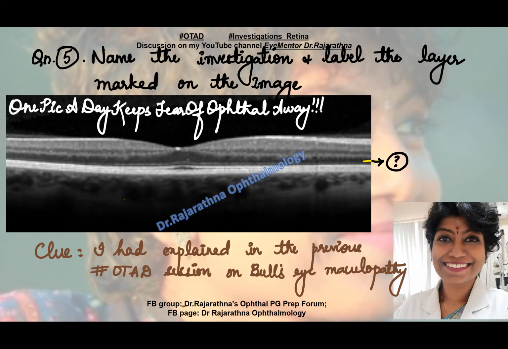Question number 5. Name the investigation and label the retinal layer marked on the image. If you attended the previous OTAT on bullseye maculopathy, I had taught you. I've exactly marked that particular layer. It's this layer that we're talking about, this blackish area, which is ONL, outer nuclear layer. What does outer nuclear contain? It contains the cell body along with the nuclei of which cells? The rods and cones, the photoreceptors. Now my next question to you is, what is this black area? Do you see that little black area? Which layer is this? Go ahead and give me your answer in the comment section.